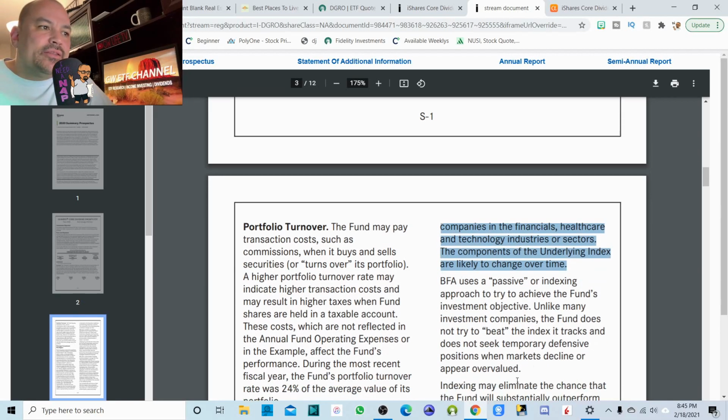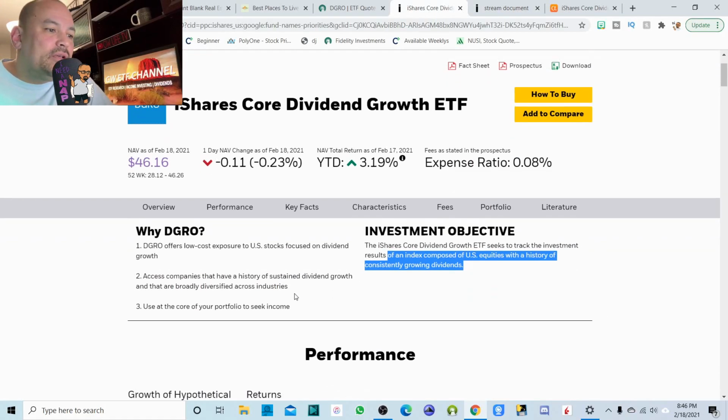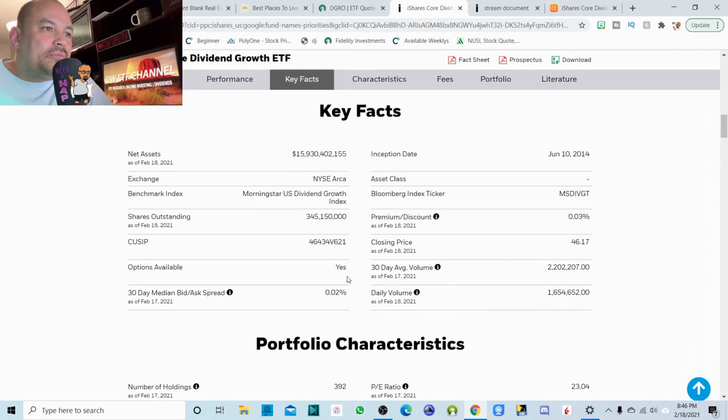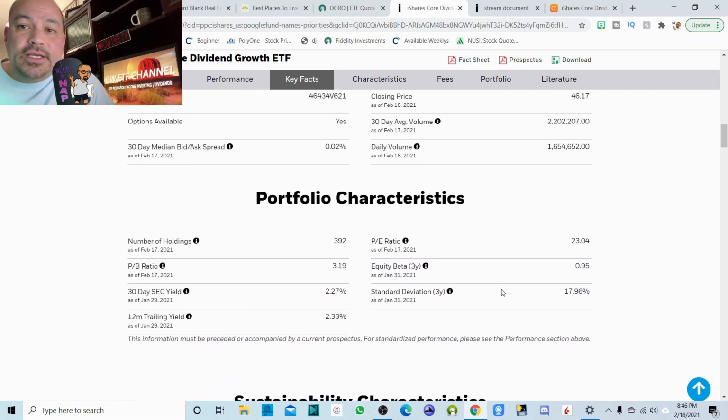So once I get the principal investment strategy, then I go and look at what the ETF is invested in. So we'll go right back to the website and we'll scroll down. I look at performance last, to be honest with you. I will also look at the PE ratio. Yes, ETFs have PE ratios. They take the entirety of the fund and get an average. So the PE ratio of DGRO is 23.04. They have 392 holdings in the fund and it currently has a 2.27% dividend yield.